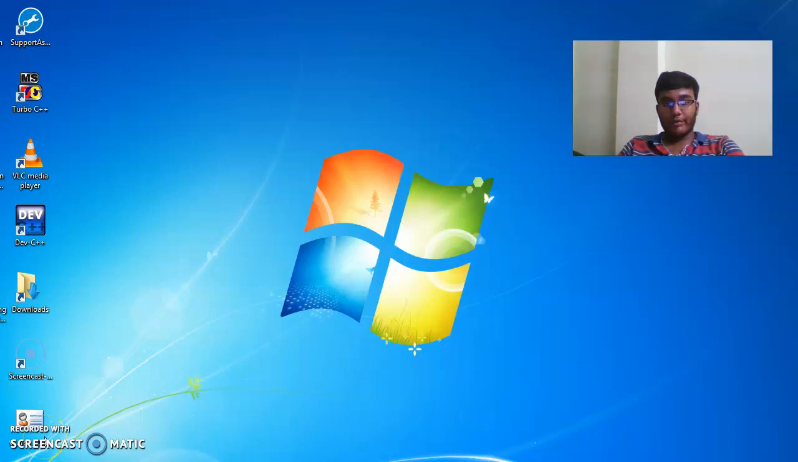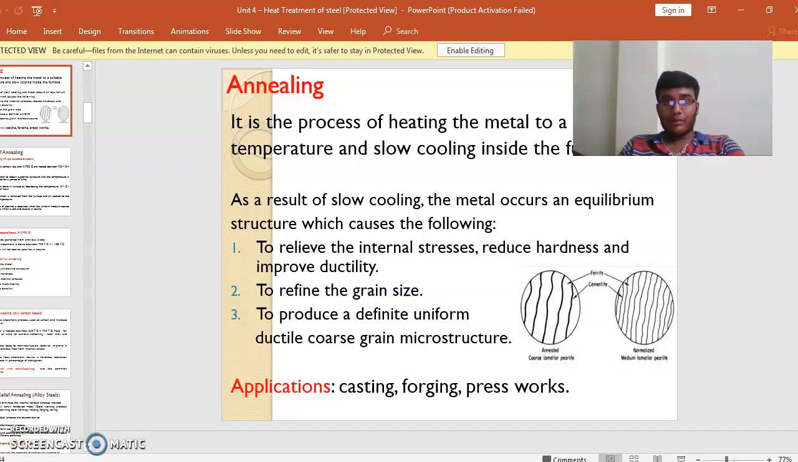Hello friends, today we are going to discuss annealing, normalizing and hardening processes. Annealing process: it is the process of heating the metal to a suitable temperature and slow cooling inside the furnace. That is, the cooling is done inside the furnace at a very slow rate.